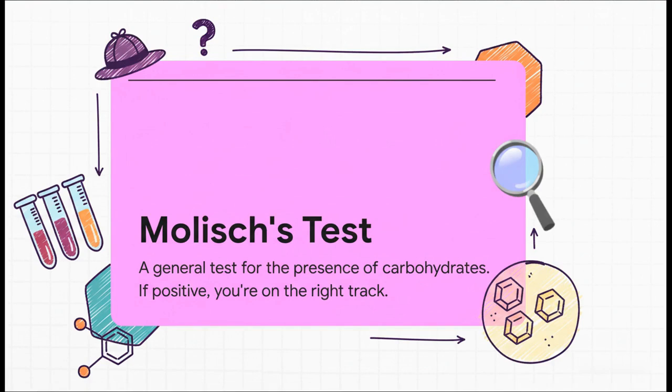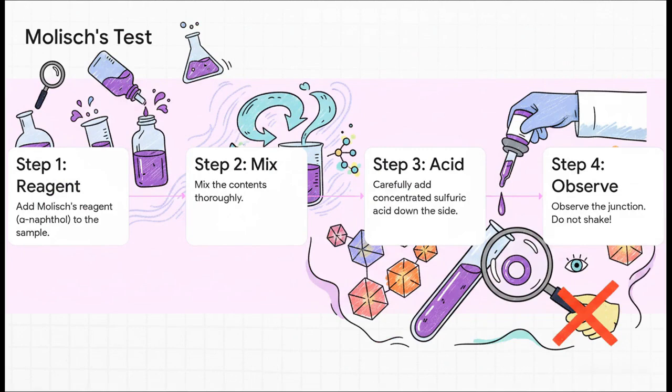It's designed to react with pretty much all of them, from simple sugars like glucose all the way up to complex ones like starch. So if this test comes back positive, we know we're definitely in the right ballpark. Now, the procedure itself is actually pretty simple. You add the Molisch reagent, give it a good mix, and then, and this part is super important, you very carefully pour some concentrated sulfuric acid down the side of the tube so it forms a layer at the bottom. The key here is you absolutely do not shake it. All the action happens right where those two liquids meet.